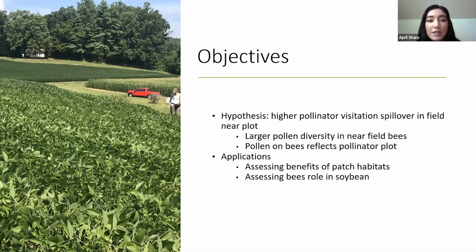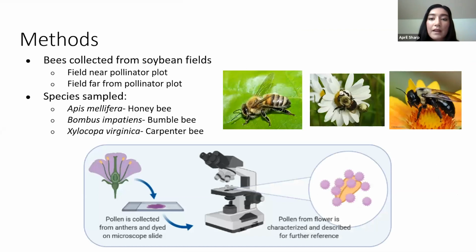Some applications for the study are assessing the benefits of patch habitats, both as refuges and sources for pollinators in agricultural ecosystems, as well as assessing what role bees play in soybean. So in our experimental design with the 2 soybean fields, we collected bees from both of those soybean fields, as well as a pollinator plot.